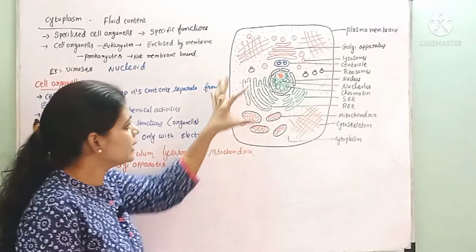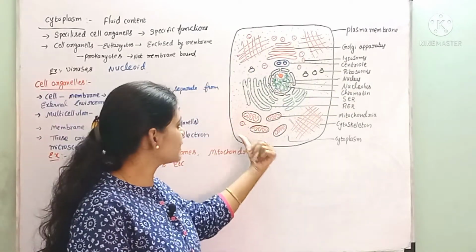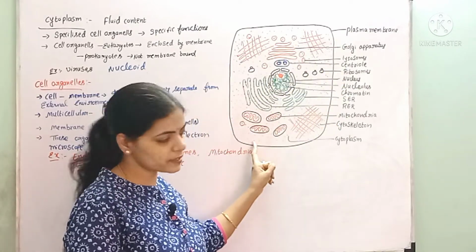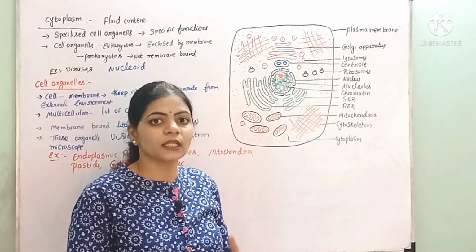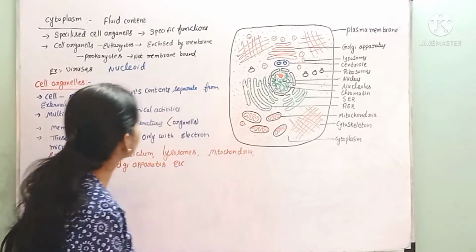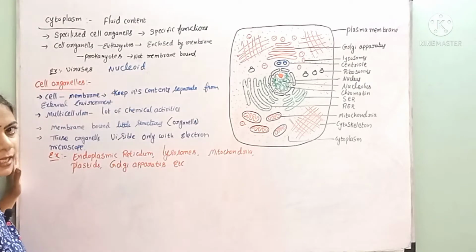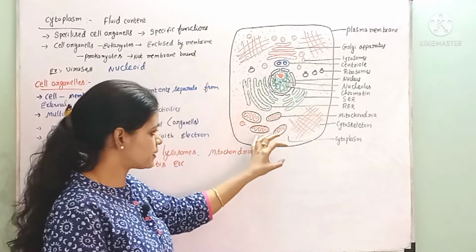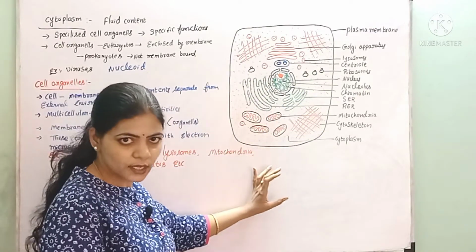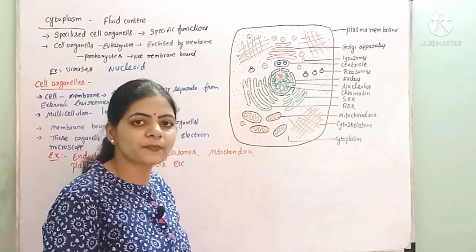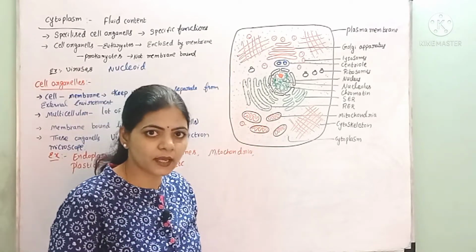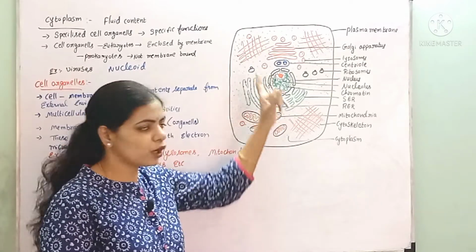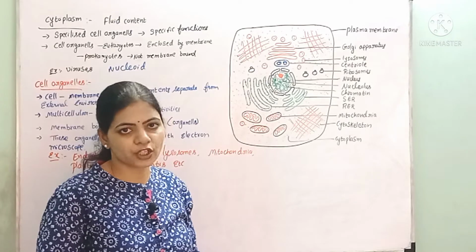Cytoplasm. If you see the cell, within the cell there is a fluid content present, right? See these red color dot regions. That is called cytoplasm. That is fluidic in nature. And within that fluid cytoplasm there are several special cell organelles present. So within the cytoplasm, what are present? Several specialized cell organelles are present, which carry out specific functions, and each and every organelle performs a specific function.